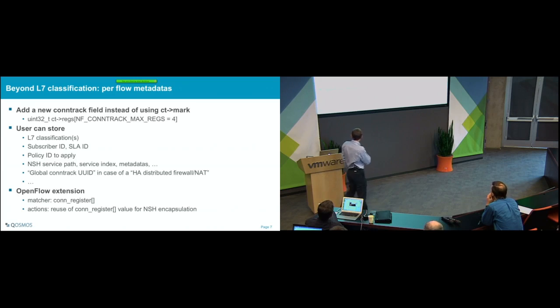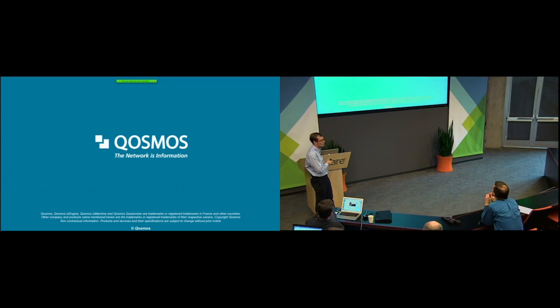In terms of OpenFlow extensions, it would require a conn register extension, and in terms of action, we can think of reusing the register to load the NSH value for the NSH encapsulation. That's an idea, even if it's not the first target. Do you have any questions? I've been quick.